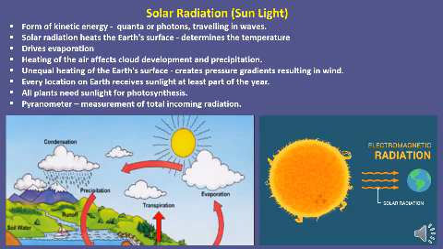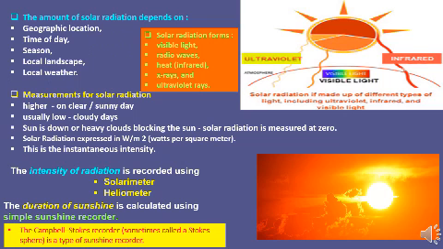All plants need sunlight for photosynthesis, and the pyranometer instrument is used to measure the total incoming radiation. The amount of solar radiation depends on many factors like geographic location, time of day, season, local landscape and local weather conditions. So in tropical regions and temperate regions, it will vary, not be similar. And there are different forms of solar radiation like visible light, radio waves, heat in the form of infrared rays, X-rays and ultraviolet rays.